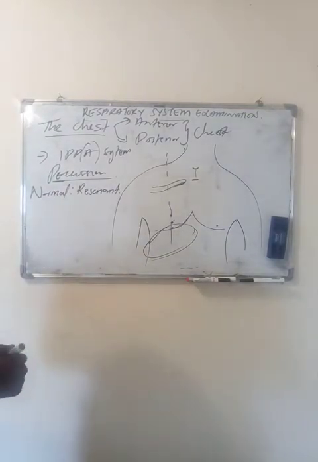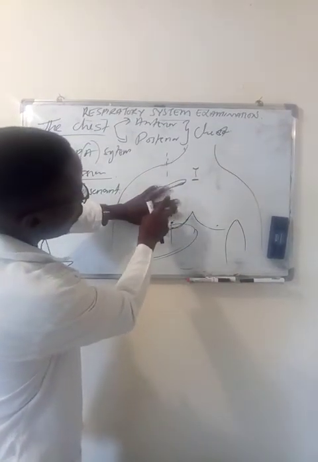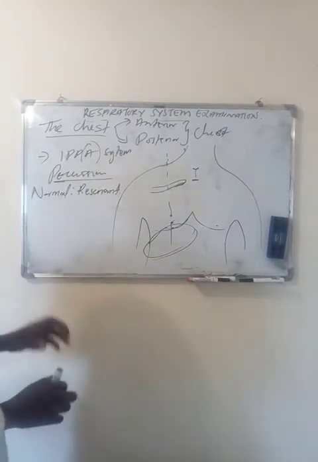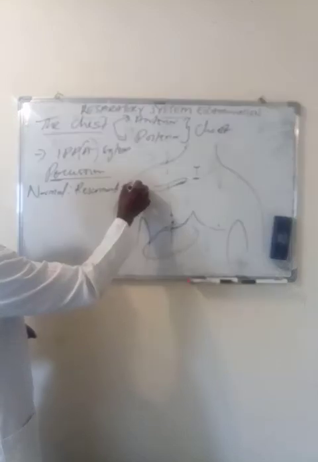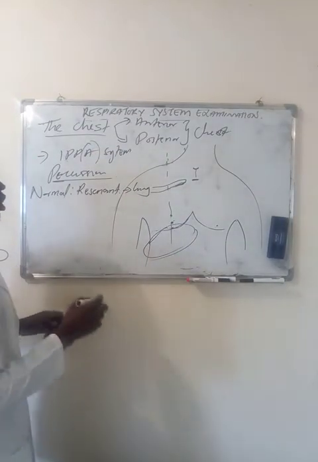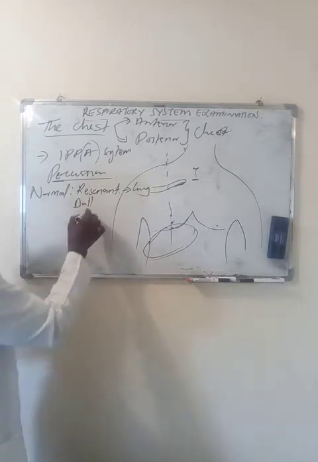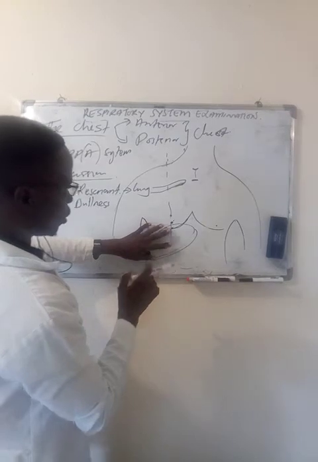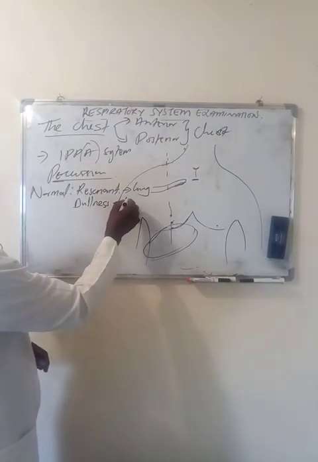Now, as you percuss from up, coming down, when you reach where the liver is, because the liver is a solid organ, this is for the region of the lung. When you reach where the liver is, you're going to find a dullness. There's going to be dullness there. When you find where the liver is, you're going to find some sort of what? Dullness, on the liver.